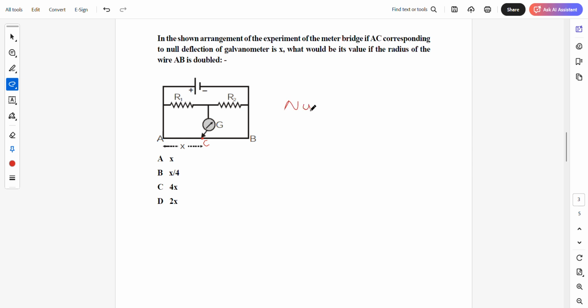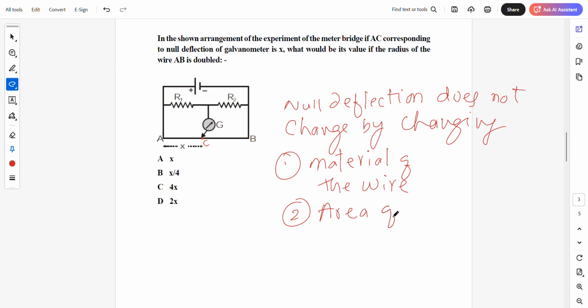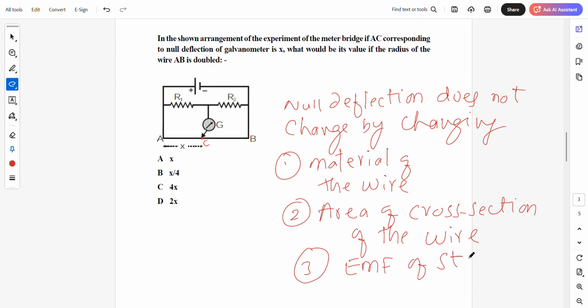One thing you remember about null deflection: null deflection does not change by changing, number one, the material of the wire, number two, the area of cross section of the wire, and number three, the EMF of the standard cell.